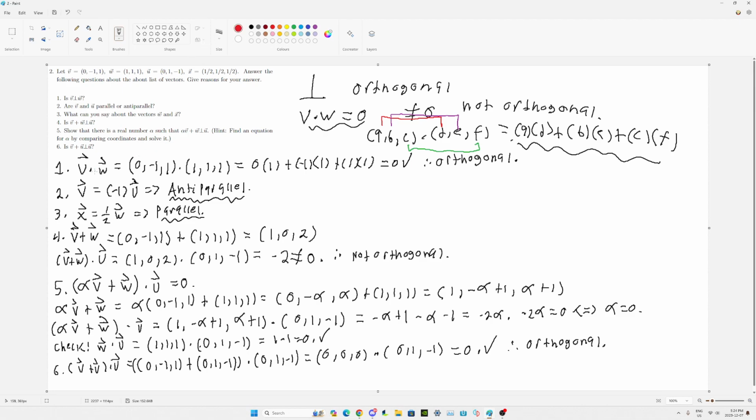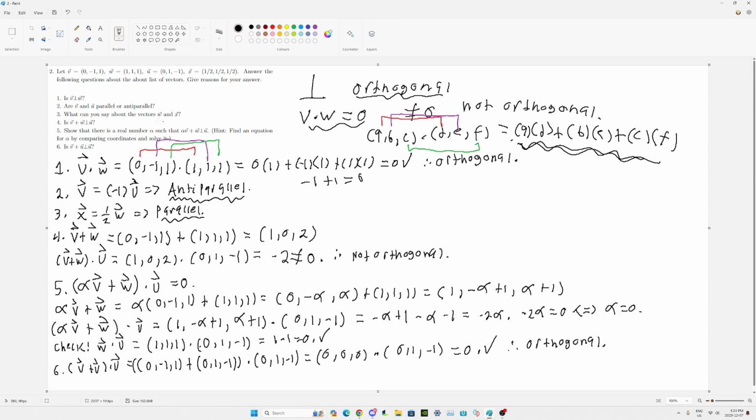So we have v dot w: 0 and 1, negative 1 and 1, and 1 and 1. Using this piece over here, we have 0 times 1 plus negative 1 times 1 plus 1 times 1. And this is just negative 1 plus 1, which is equal to 0. Using our little definition up here, v dot w, if it's equal to 0, that's orthogonal. So since this is equal to 0, this is orthogonal.